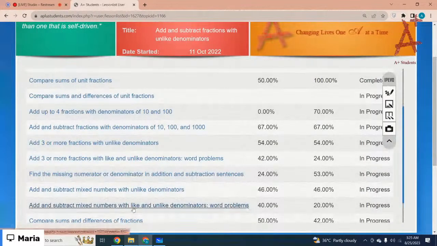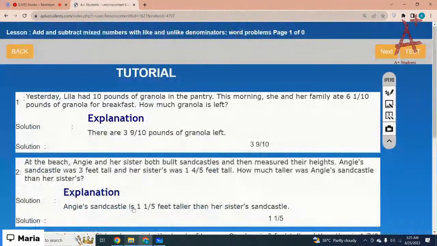Add and subtract mixed numbers with like and unlike denominator word problems. Okay, let's just start with the word problems.